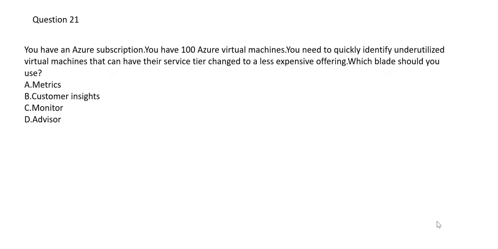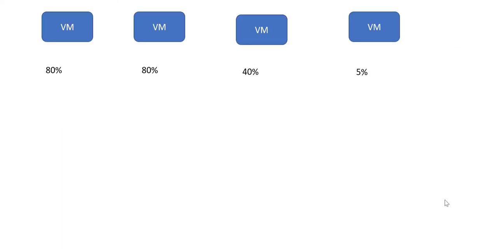Let's jump to the questions. So this is a question. Our first step is to identify the keywords. We need to identify the underutilized virtual machines. Now suppose you have 4 virtual machines. Out of these you see the first two is 80% utilized, the third is 40% utilized, and the fourth is 5% utilized. So you want to find out which one is the most underutilized one.